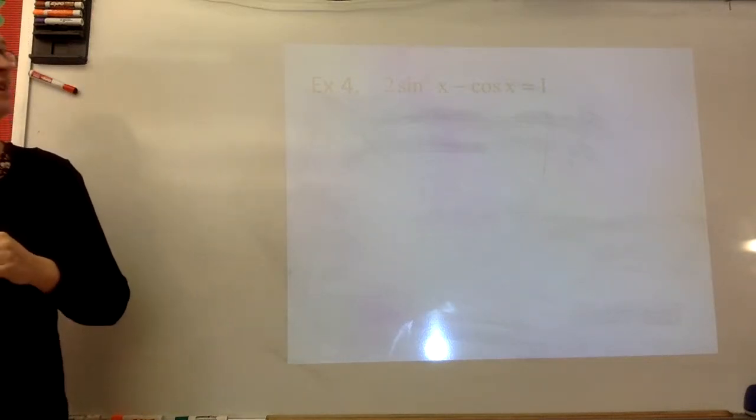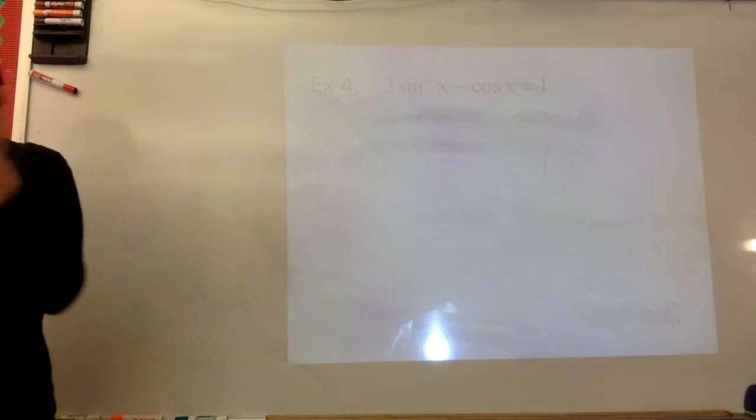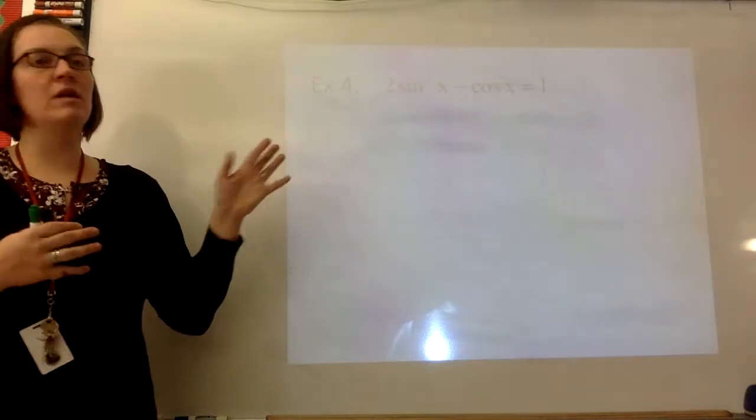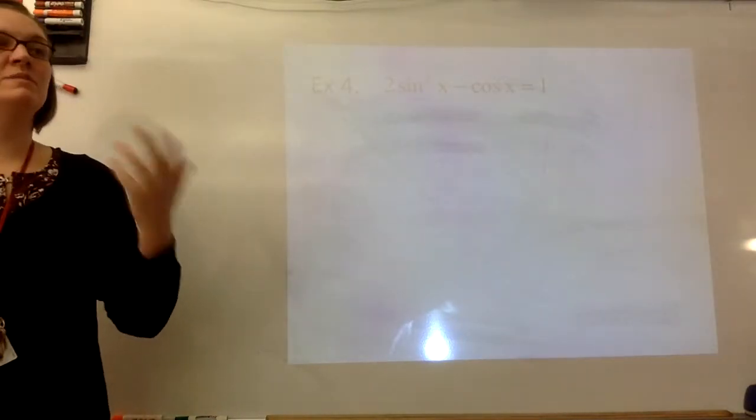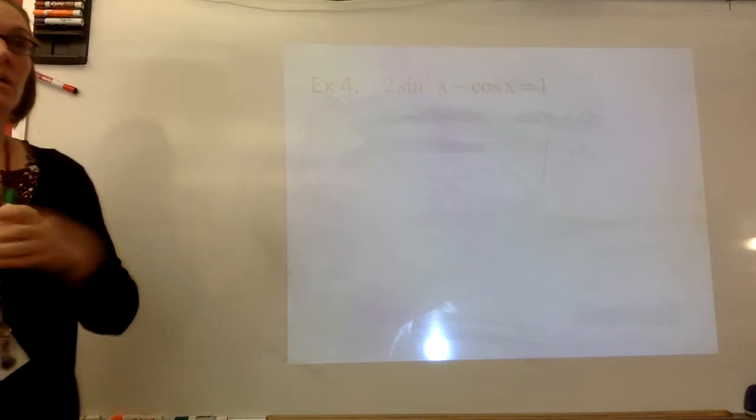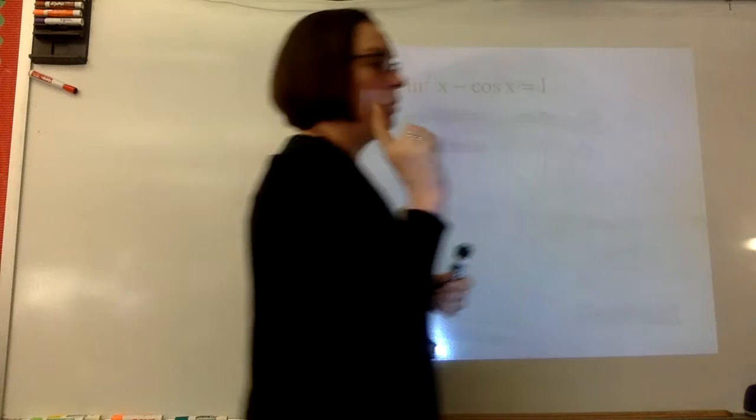As a strategy, we really don't like to have different ratios. In the last example, it worked out for us, but in this one, it's not going to. So do you have any suggestions for how I can get rid of one of these so that they're all in terms of the same thing? What can I do to substitute something out in order to have only one ratio?